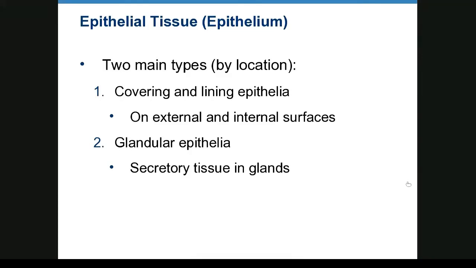Epithelial tissue is classified according to location: covering or external covering and lining epithelium, and then glandular epithelium. And glands are actually secretory tissue.